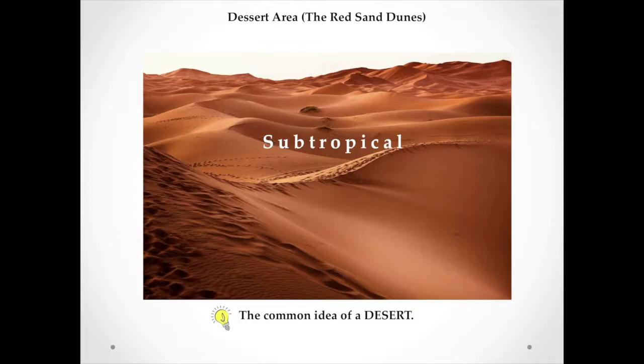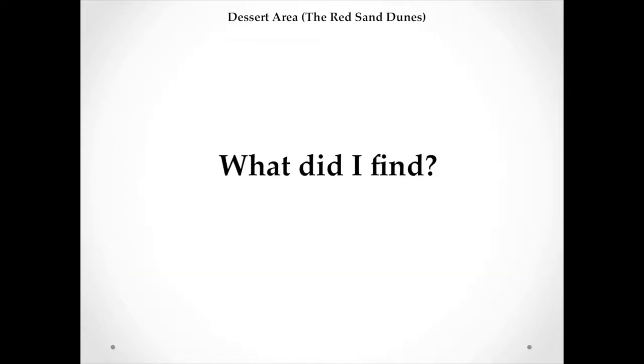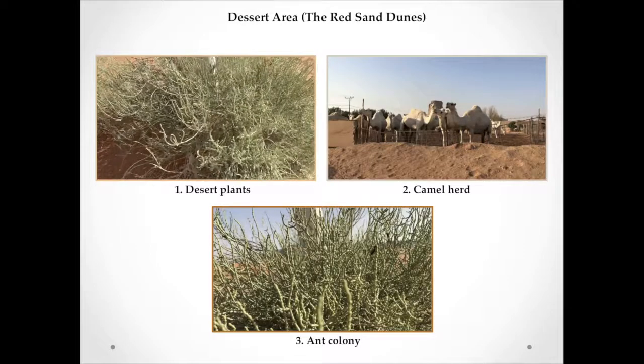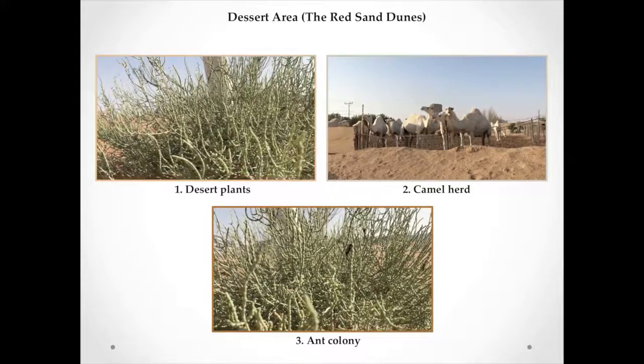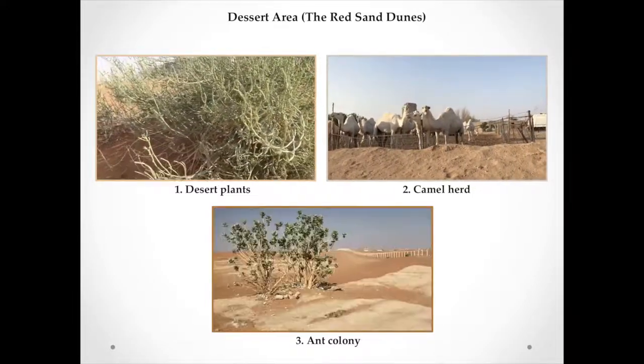However, if you will look closely, you can find that life is still possible in this type of area, no matter how dry it is. So I will present 3 living systems in this area. I found desert plants, camel herds, ant colony.